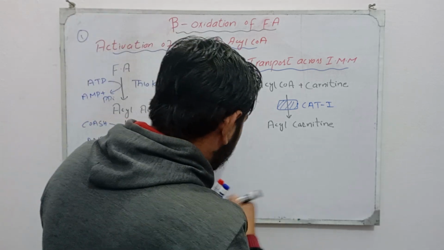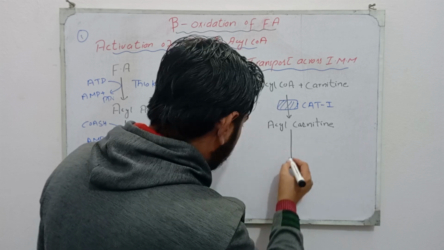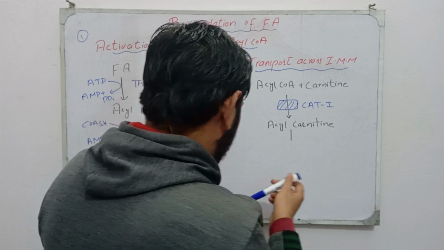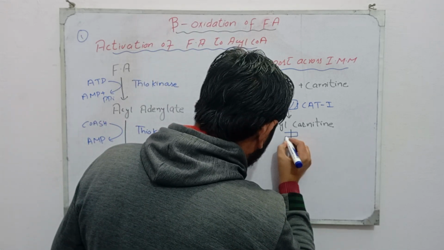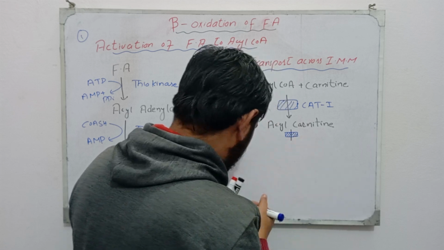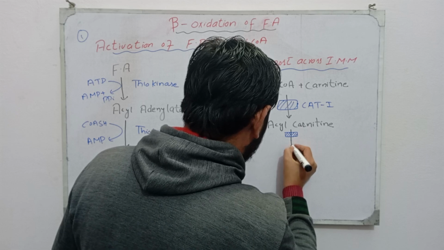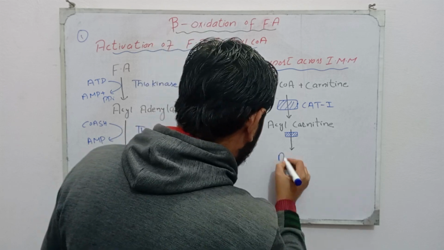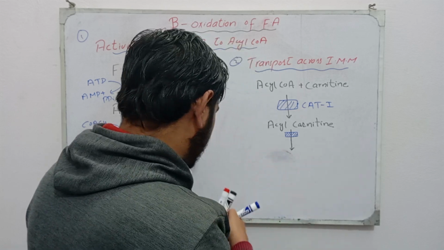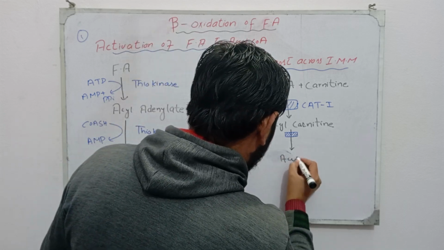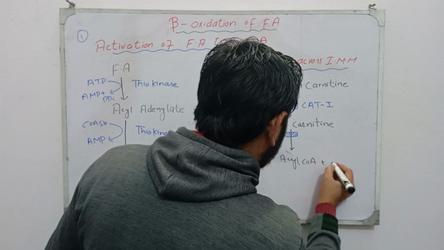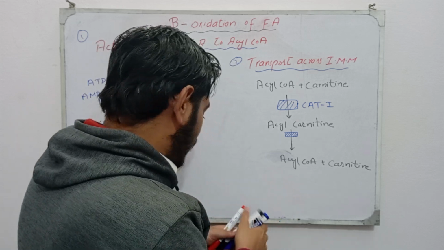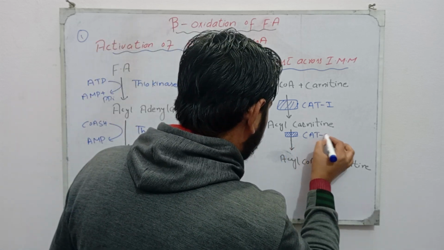The acyl carnitine, with the help of another enzyme, converts into acyl CoA and carnitine. The important enzyme required here is carnitine acyl transferase 2.